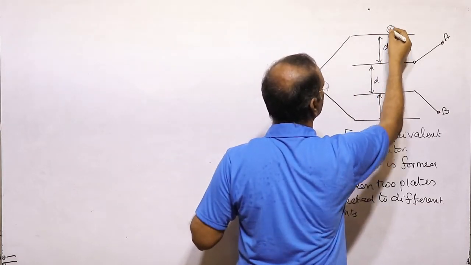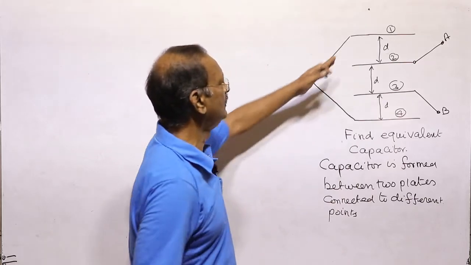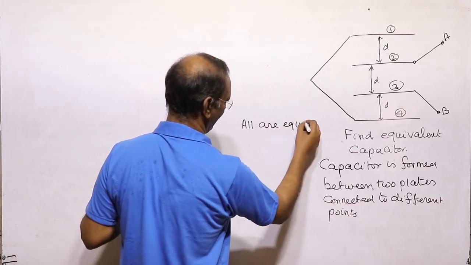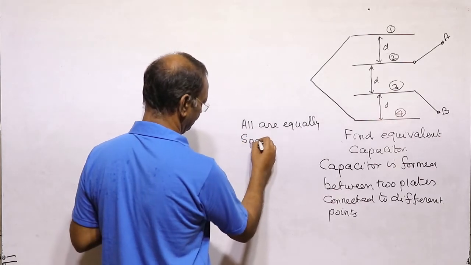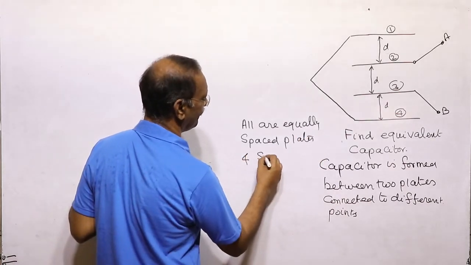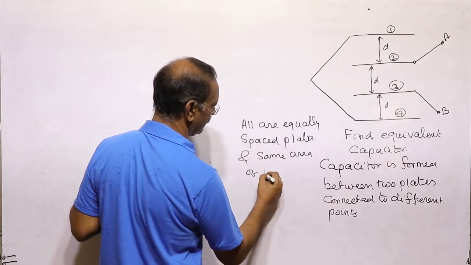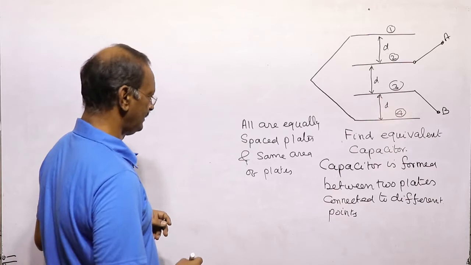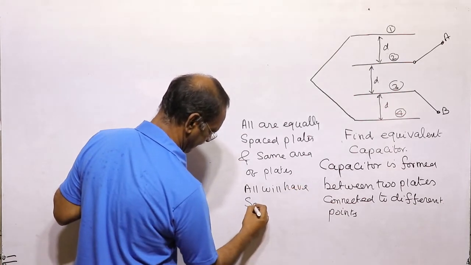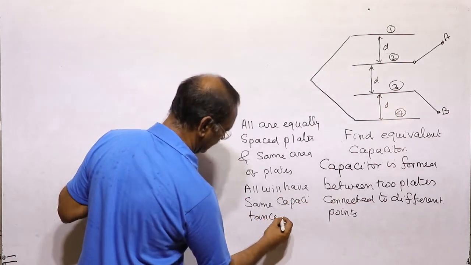This is plate number 1, this is plate number 2, this is plate number 3, and this is plate number 4. All are equally spaced, and the plates have the same area. It means the capacitance of all will be the same. All will have the same capacitance.